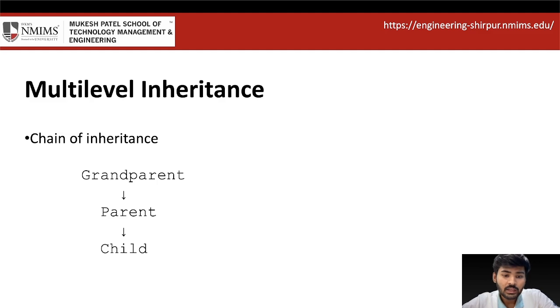In multilevel inheritance, a class inherits from another class which itself inherits from another class. This creates a chain-like structure where properties are passed down multiple levels. We can see the diagram here. Now we see what is hierarchical inheritance.